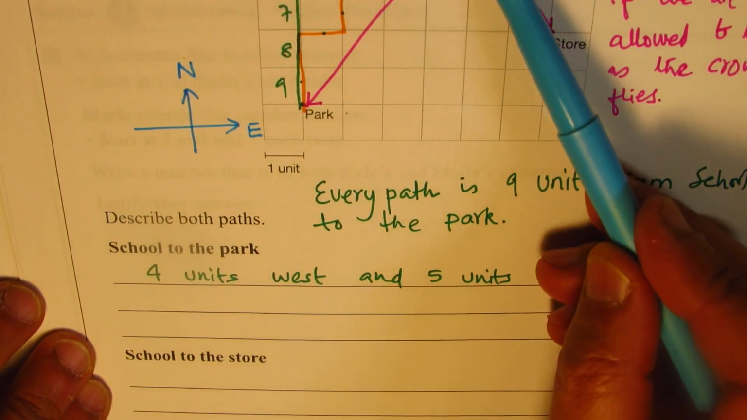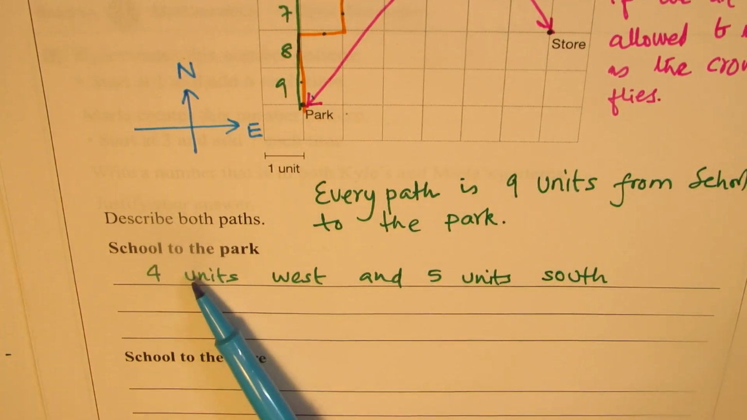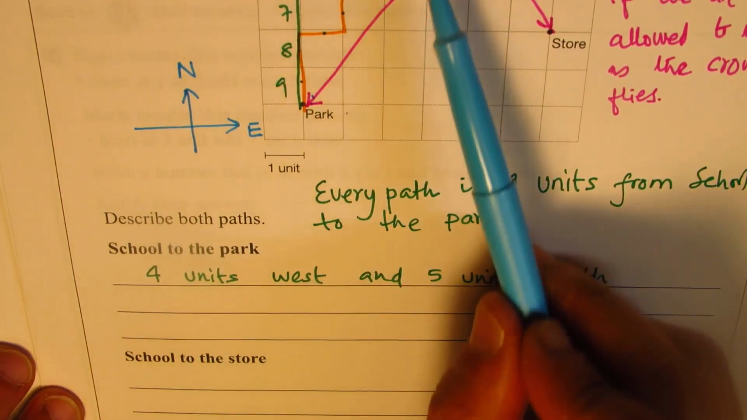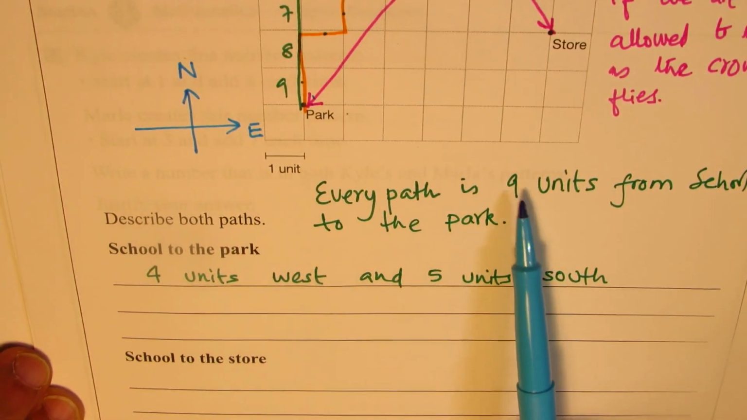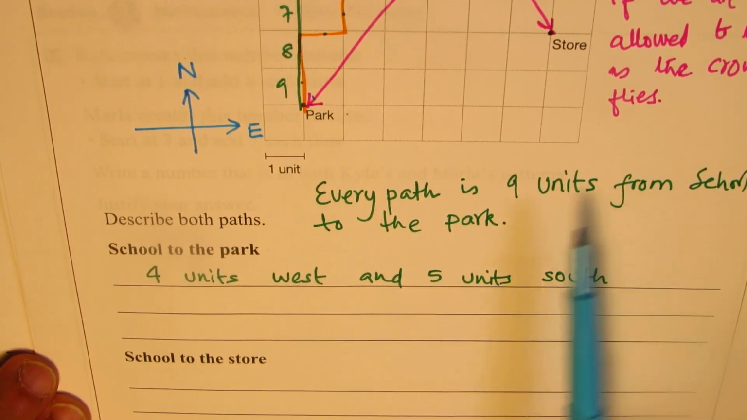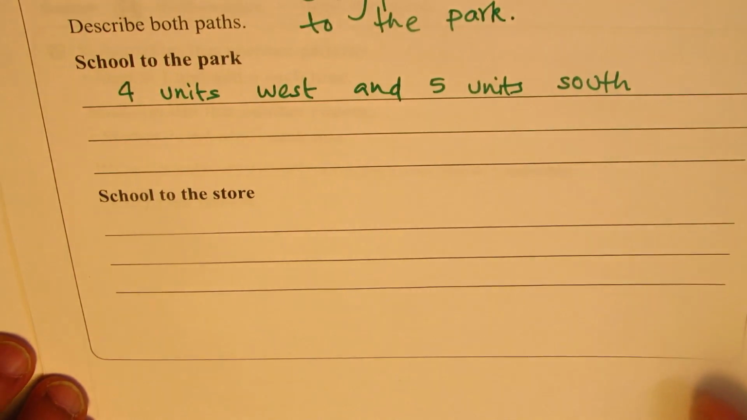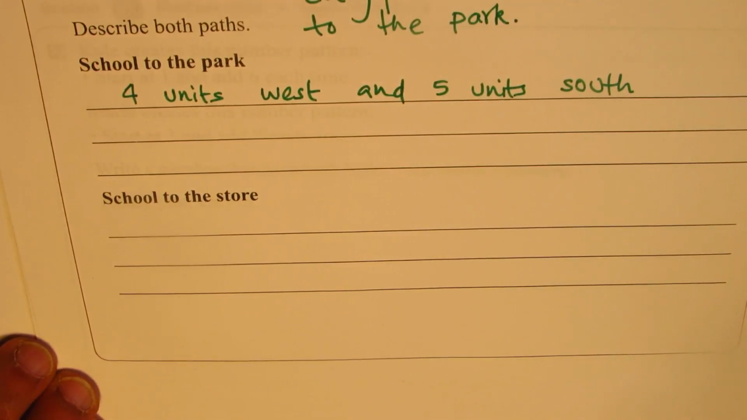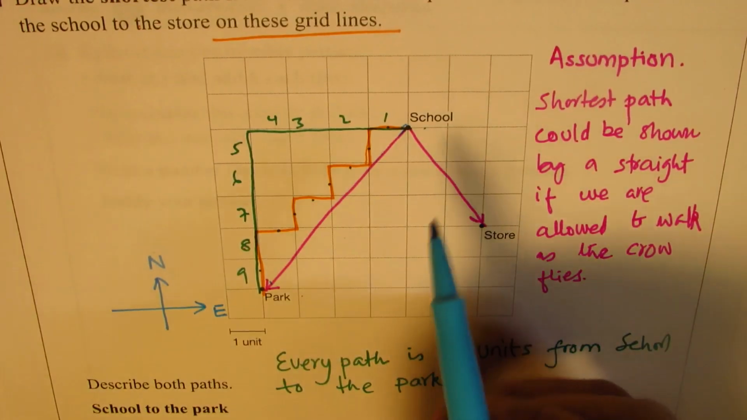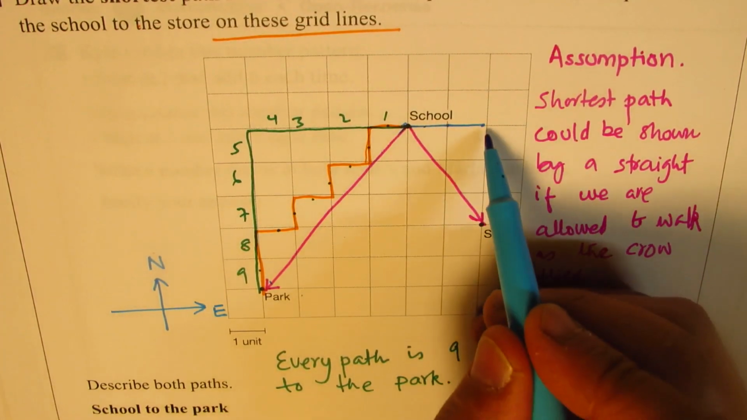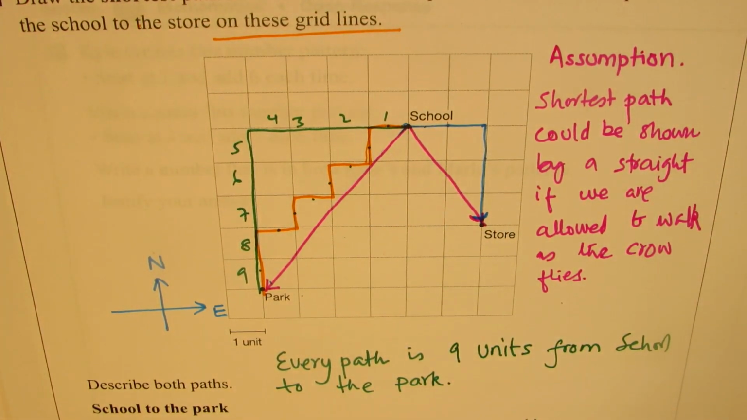So if we are allowed to go through, you can go as the crow flies, but however, we should go along the road. And any road you take, all will take you 9 units from school to the park. The other path, which is school to the store, you have to go how much? You have to go right 2 units, right? So you go here 1, 2, and 1, 2, 3 down. So it is 5 units. Do you see that path?